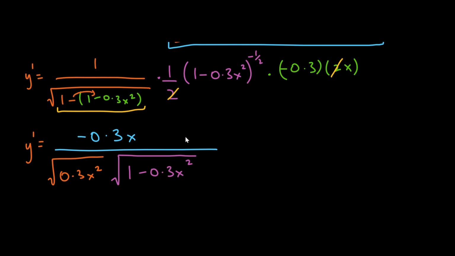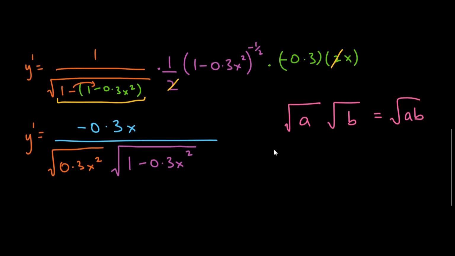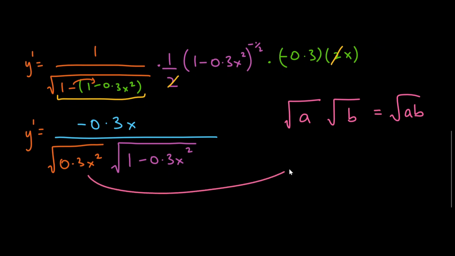And now with this, now we're getting somewhere. With this we can simplify it even further. You may remember root laws with square roots, that the square root of a times the square root of b is equal to the square root of a times b, where a and b could be anything. And here a relates to this and b relates to this.